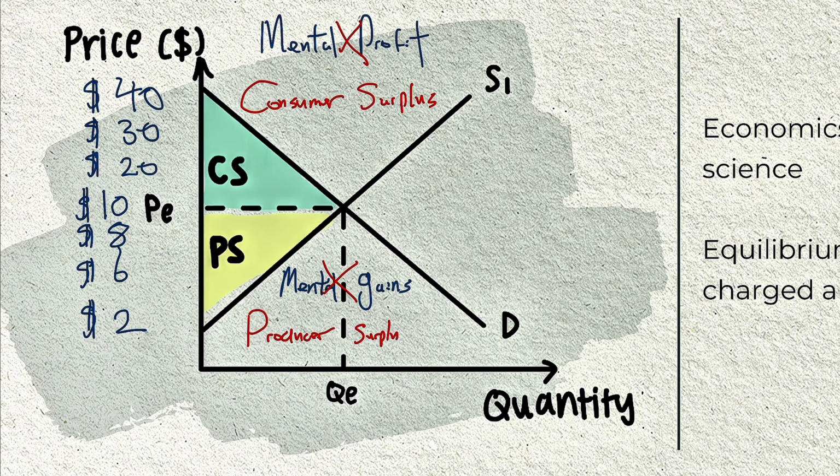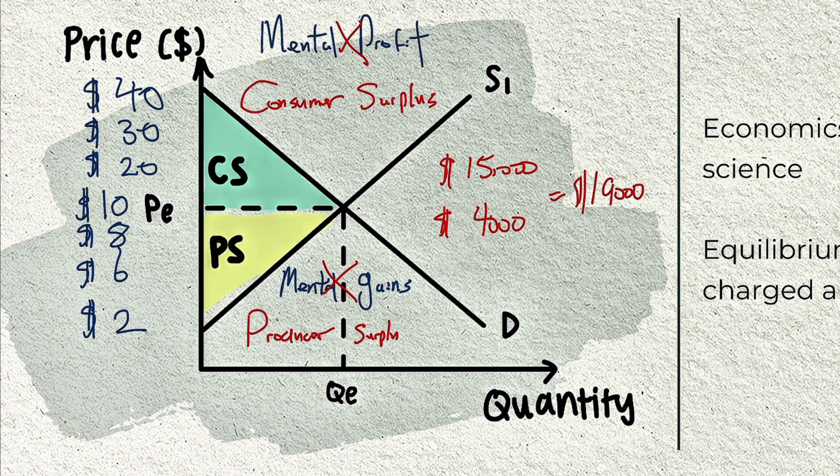If we bring it all together, the sum of the consumer and producer surplus is what we call the social surplus. And in my example, the consumer surplus is $15,000 and the producer surplus is $4,000, which makes the social surplus $19,000.